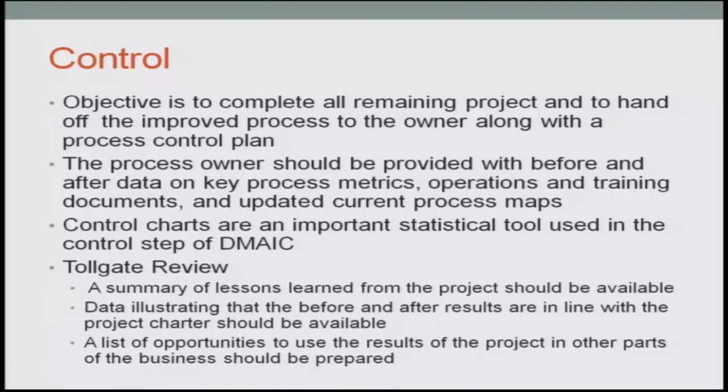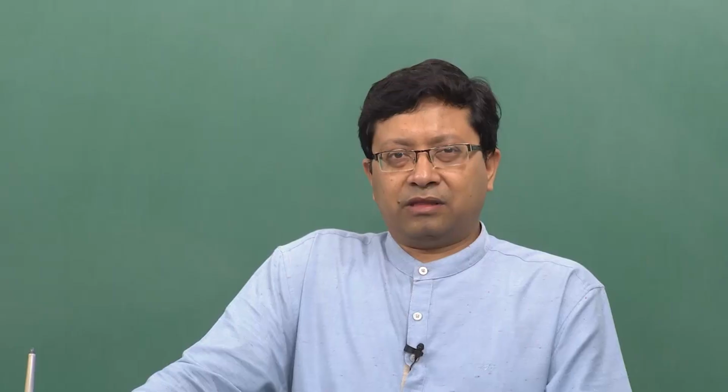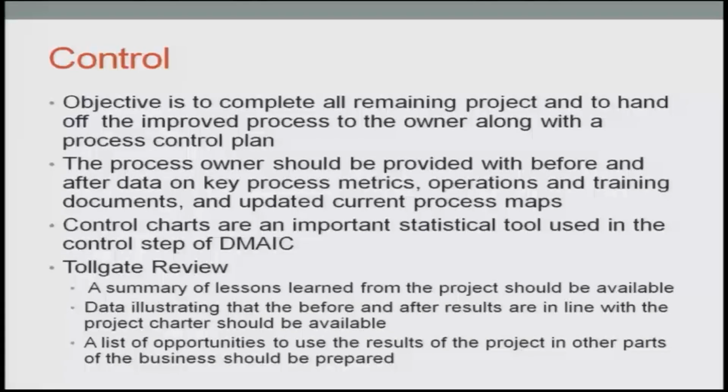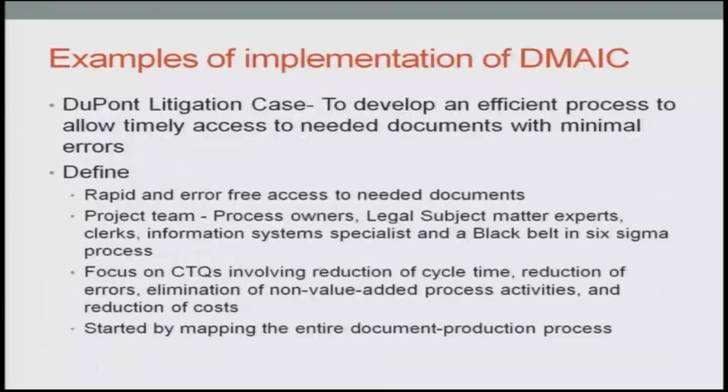And the toll gate review would be a summary of the lessons learned from the project, which should be available. Data illustrating that before and after results are in line with the project charter should be available, such that the data can be used in the statistical process control and capability methods which you are going to implement. A list of opportunities to use the results of the project in other parts of the business should be prepared such that they can be utilized later on also.